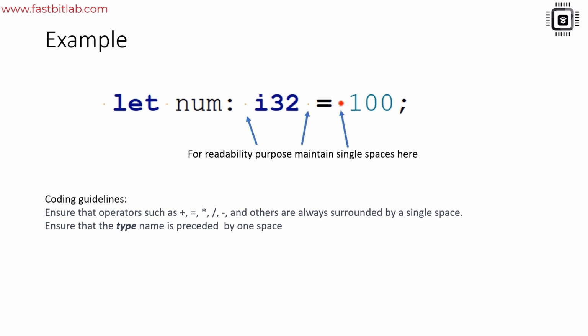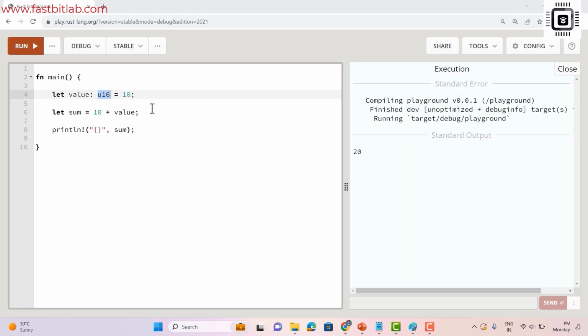For readability purposes, please maintain these spaces. Whenever you use operators like assignment operators, plus, minus, multiplication operators, etc., make sure that those are always surrounded by a single space, and also ensure that the type name is preceded by one space. So now what happens? Will this code work? This will definitely work because now its type is explicitly mentioned, that is u16. This is also a valid u16 value, 10. So u16 plus u16 will result in u16. Everything works, as you can see, it works.